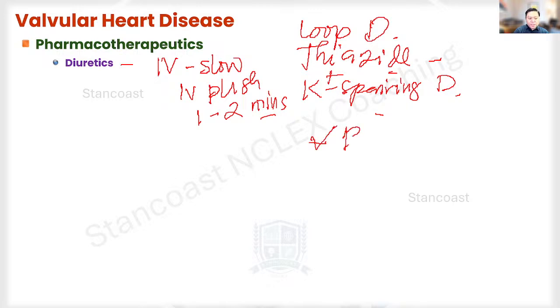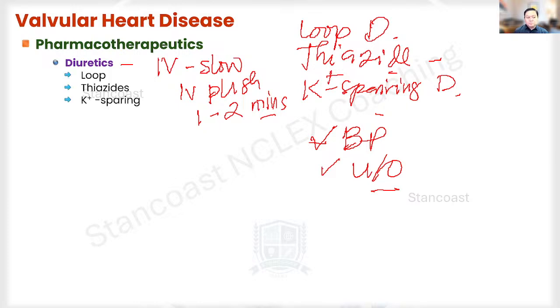Make sure that you check the blood pressure. You're also going to check the urine output at this time. Now, another thing that you're going to need to do, aside from the diuretic, is to expect the administration of the afterload reducing agents. So what are these medications?